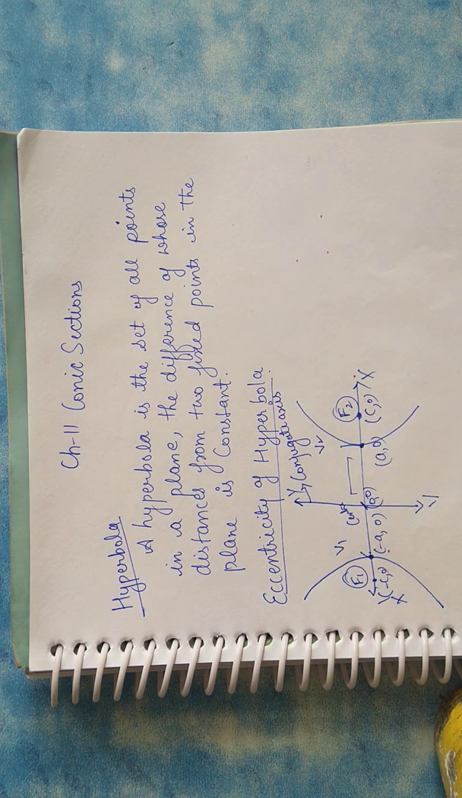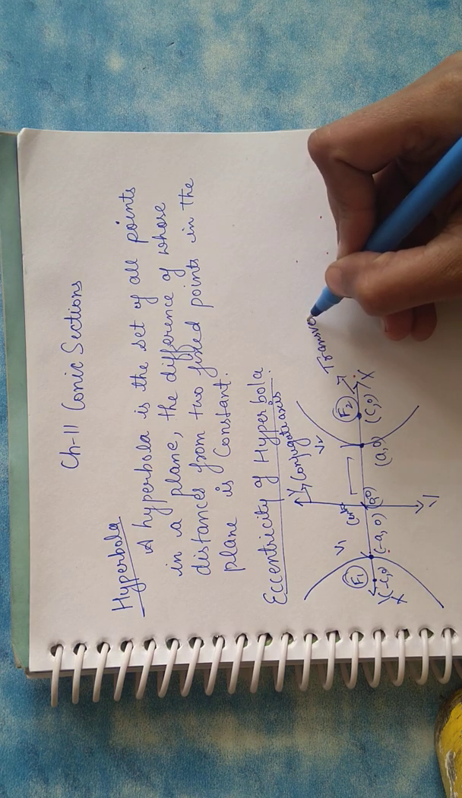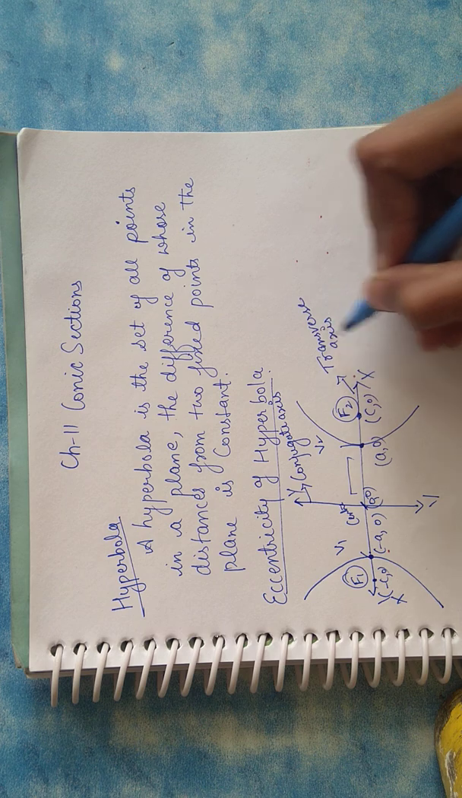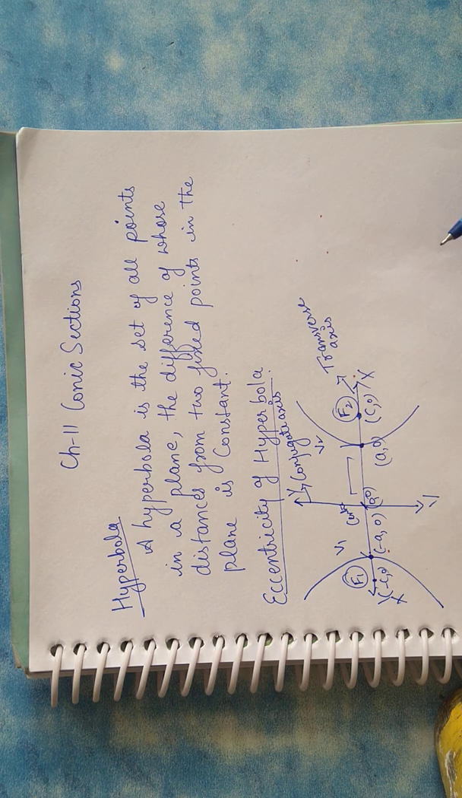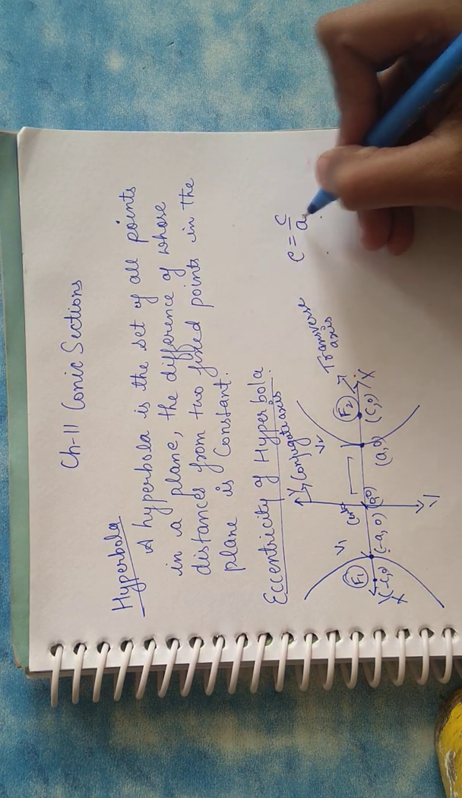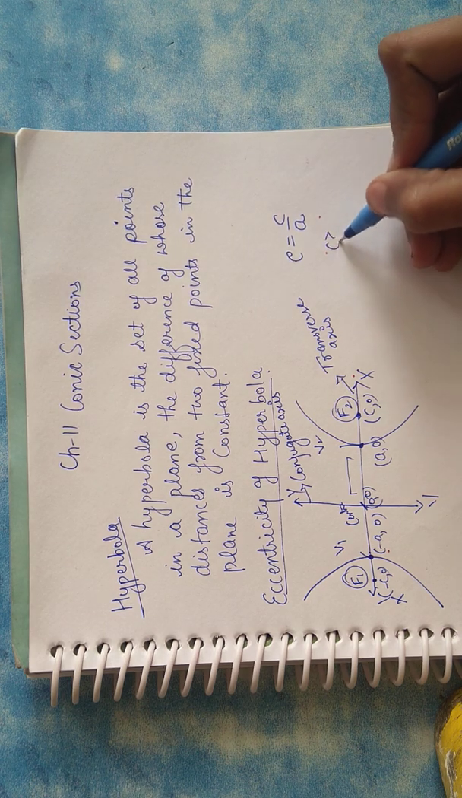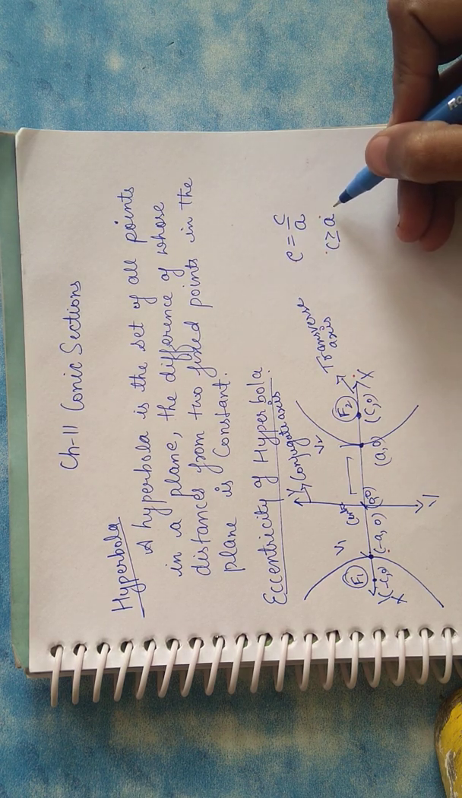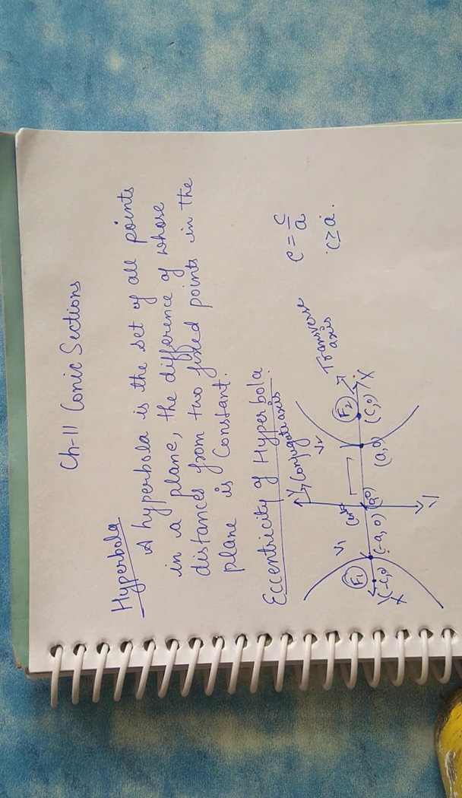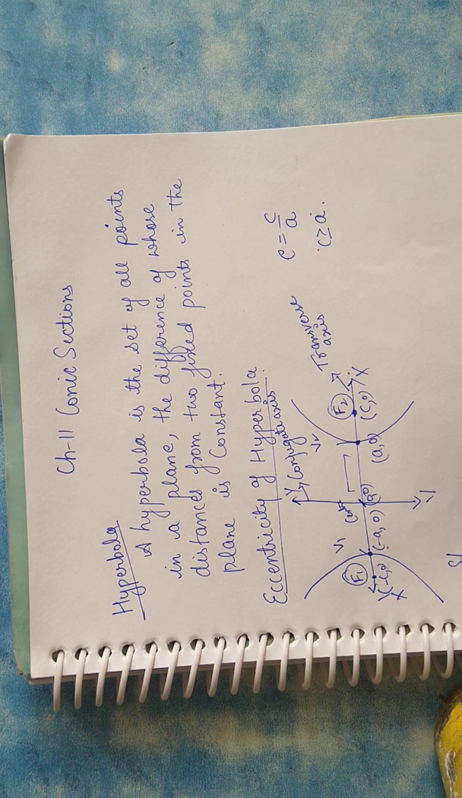And this one is called your conjugate axis. And this one is called your transverse axis. Clear? Now in this, what is the formula of your eccentricity? Your eccentricity will be C upon A. Clear? And C is greater than or equal to A. Got it? Understood.